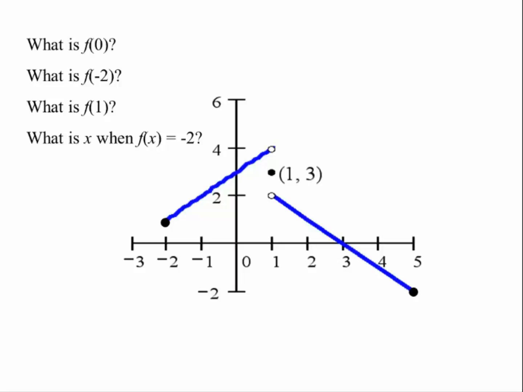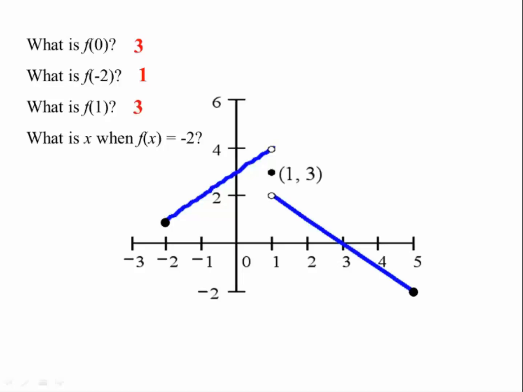What is f of 0? When x is 0, what's the value of y? And we see from the graph it's 3. What is f of -2? When x equals -2, what is the value of y? It looks like 1. What is f of 1? This is the tricky part where we say this value, this closed dot. So it's 3.